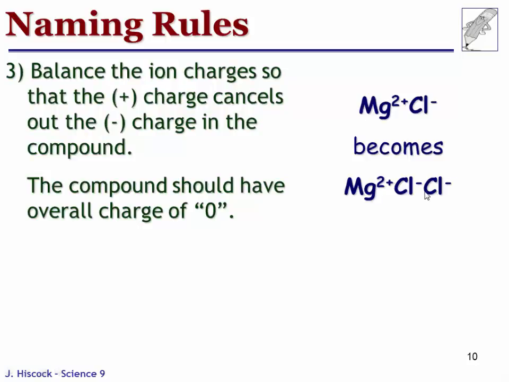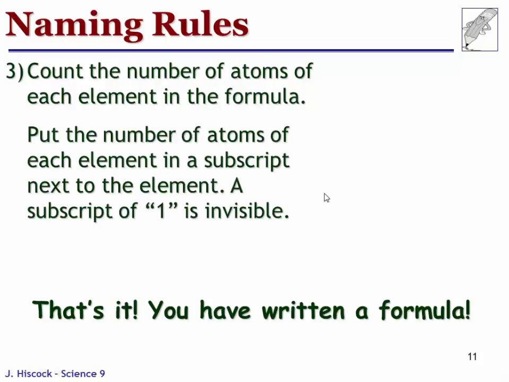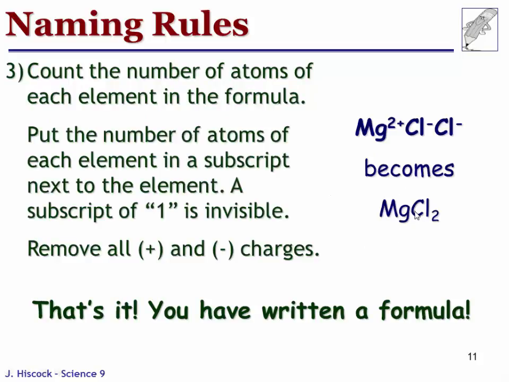We need to balance that by adding another chlorine atom. And then to write the formula, you just count up the number of ions required for each. So magnesium, there's only one of them, so you don't need to write the one. Chloride, there were 2 of them, so we need to write 2 chlorine atoms. So magnesium chloride is MgCl2.